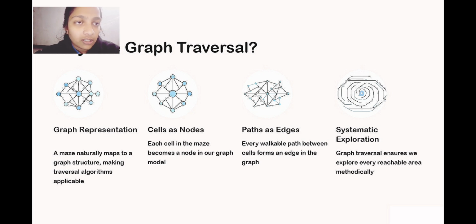Why graph traversal? First of all, we need to convert the maze puzzle into a graph. Each cell in the maze is represented as a node, and each way or path is represented as an edge in the graph. So it is a systematic exploration where depth first search or breadth first search is applied to find a path.